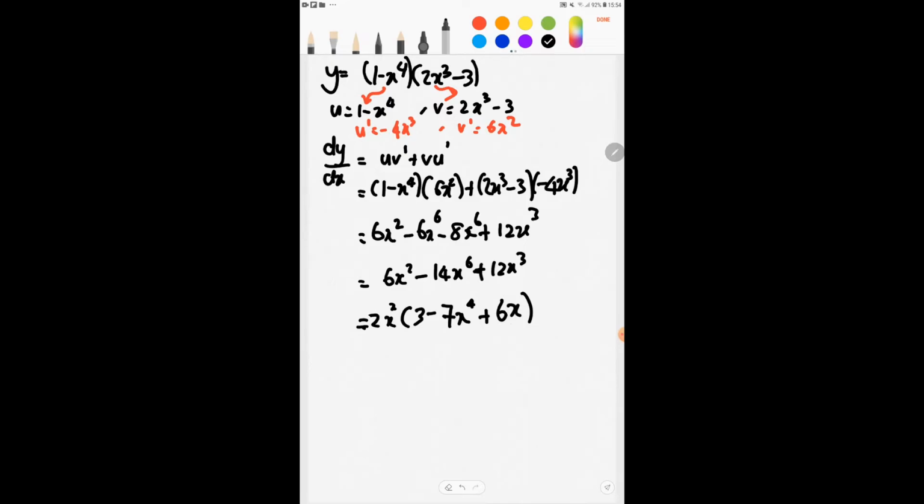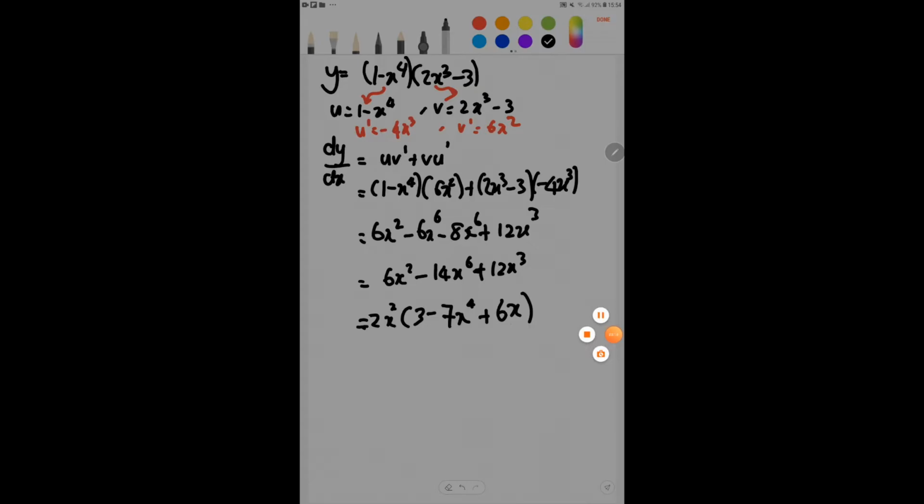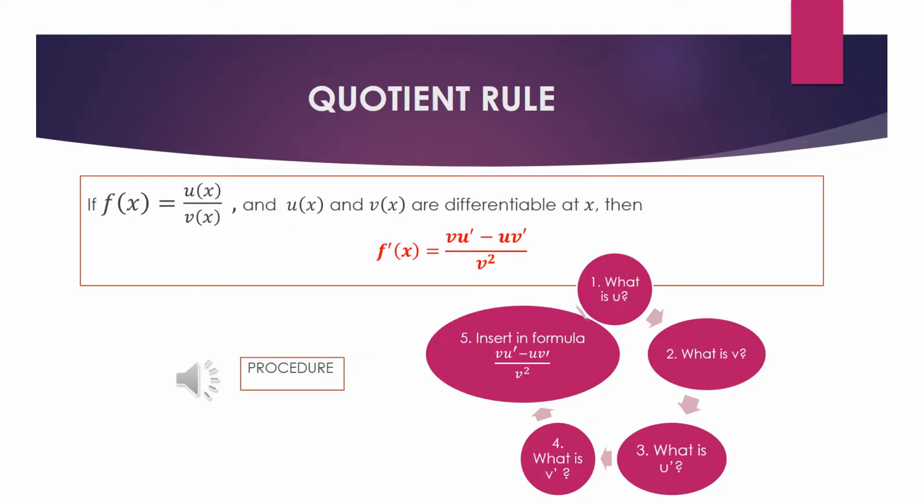Okay, so therefore the dy/dx for this function is 2x squared multiplied with (3 minus 7x) to the power of 4 plus 6x. If f(x) is a function u(x) divided by v(x), therefore the differentiation of f(x) is given as f prime(x) is equal to (v u prime minus u v prime) divided by v squared.